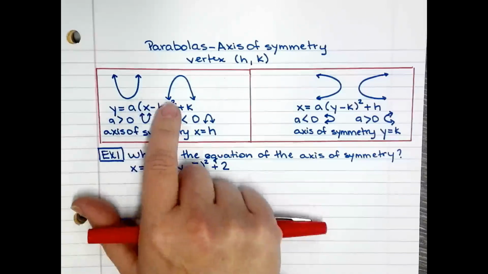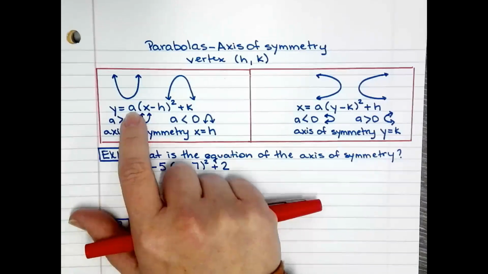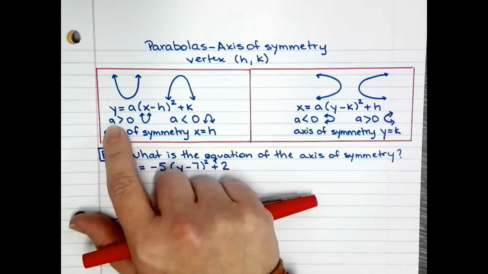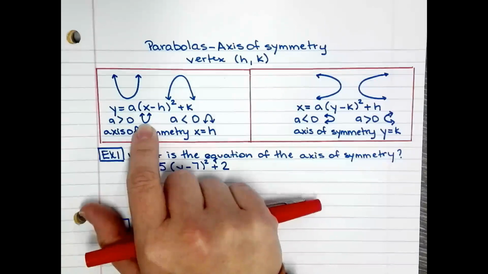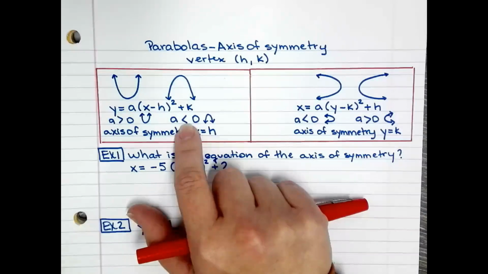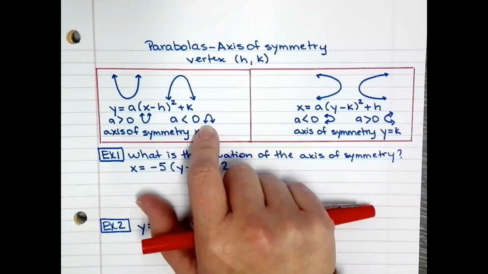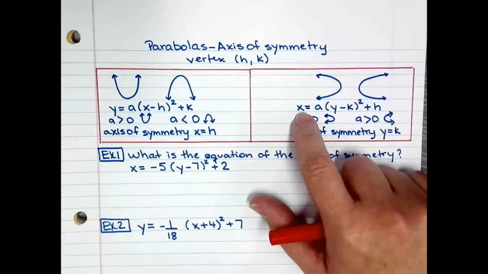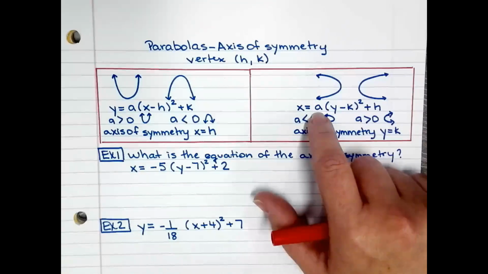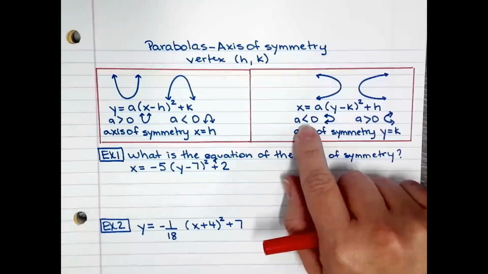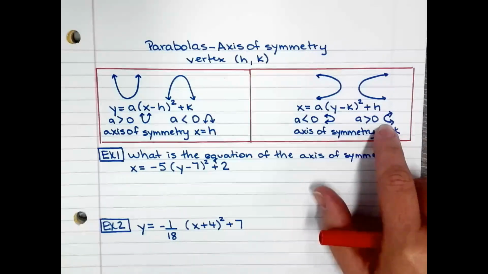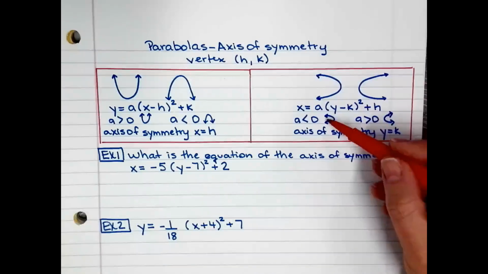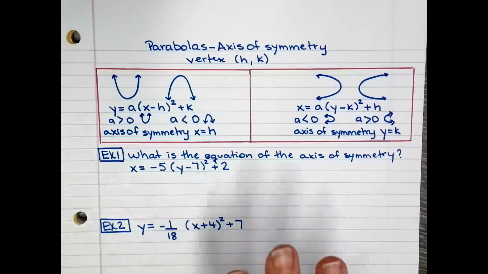How do you know which direction? If you have the a, or the leading coefficient, if a is positive or greater than 0, it's going to open up. If a is negative or less than 0, it's going to open down. Now, when you have x equals and a is negative, your parabola is going to open left. When a is positive, your parabola is going to open right. Now, let's get to the point here.